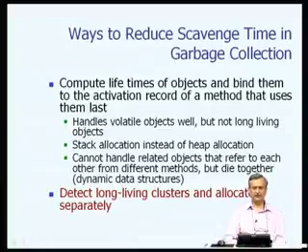How do we reduce scavenge time in garbage collection? We have to go through the entire memory, find out what is garbage, what is not, etcetera. So, compute the lifetimes of objects and bind them to the activation record of the method that uses them last. In other words, once we know the lifetime of objects, there are many methods which use this object. The last one which uses that object can also be responsible for disposing of the object and returning it to the memory pool. That is the basic idea.